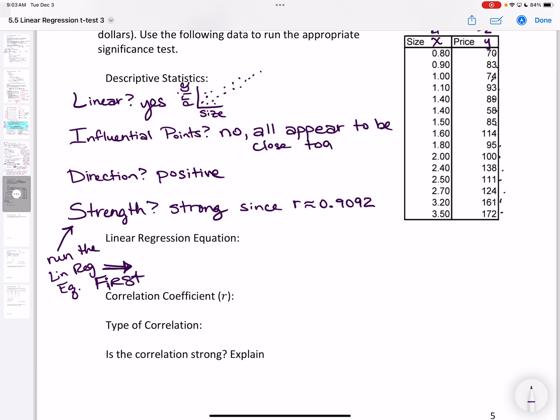Okay. And I think down here, the next time I teach this, I'm going to get rid of this stuff. Because if you answer your lids, you've already told me the correlation coefficient, right? And you've already told me the type of correlation because you already answered the direction. And then you already told me it is strong. But the explain piece, why? 0.9092 is greater than 0.7. So that's why it's strong. Okay?